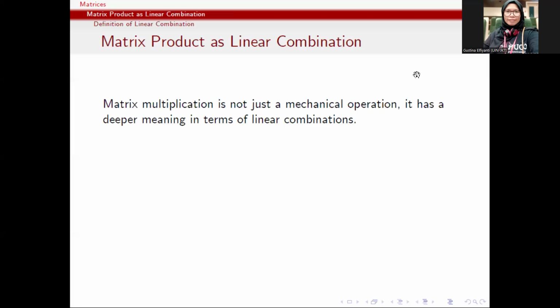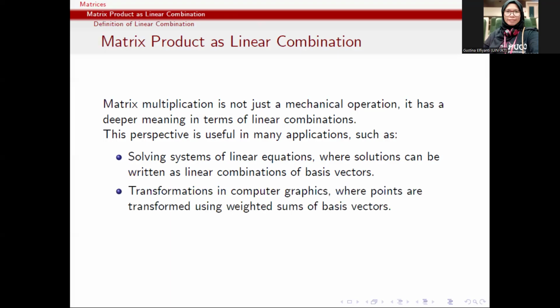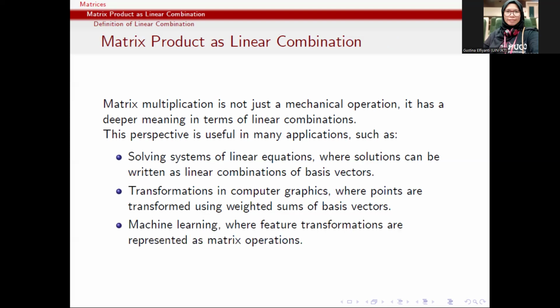Now we see matrix product as linear combination. Matrix multiplication is not just a mechanical operation. It has a deeper meaning in terms of linear combinations. This perspective is useful in many applications, such as solving systems of linear equations, where solutions can be written as a linear combination of basis vectors, transformation in computer graphics, where points are transformed using weighted sums of basis vectors, and in machine learning, where feature transformations are represented as matrix operations.